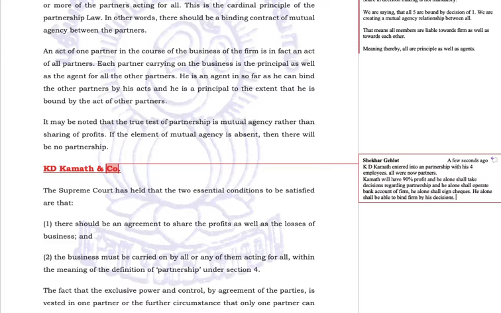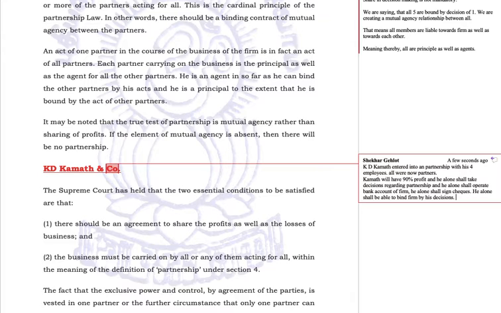I will have around 90% share in the profit, and I alone shall take decisions regarding the partnership. I alone shall operate the bank account of the firm. I alone shall sign the checks. I alone shall be able to bind the firm by my decisions and not the other partners. These were the terms and conditions he put into writing with all the partners, and all partners agreed.